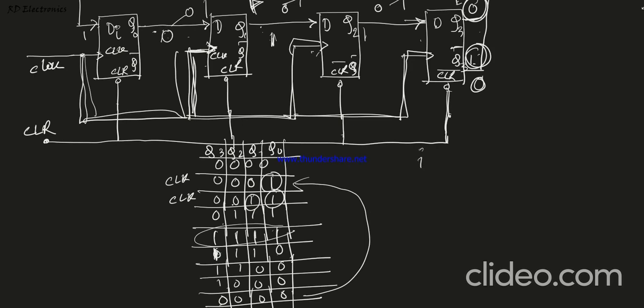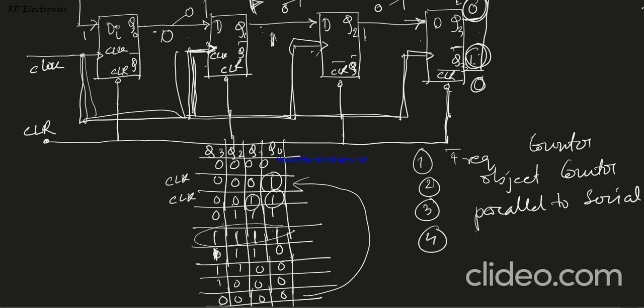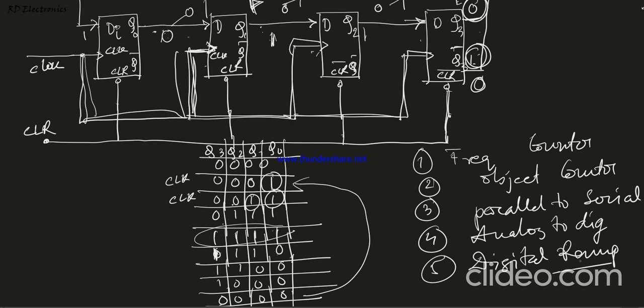The applications of the Johnson counter: number 1, it is used as a frequency counter. There are so many applications. Second is the object counter. Number 3 is parallel to serial data converter. Number 4 is analog to digital converter. Number 5 is for ramp generation. So there are so many applications using the Johnson counter.